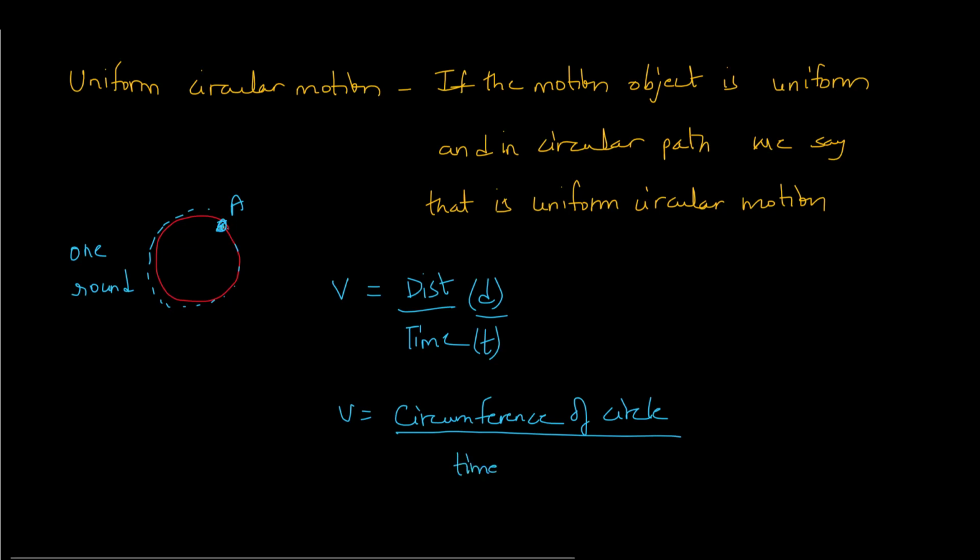So to move from here and come back again in one round, it will take some time, that is t. So the expression of speed will be v equals 2 pi r by time taken. So this is our uniform circular motion. If the motion of an object is uniform and in a circular path, we say that it is in uniform circular motion. This is how we derive v equal to 2 pi r by t, because 2 pi r is the circumference of the circle. Your r will be nothing but the distance from the center to this point.